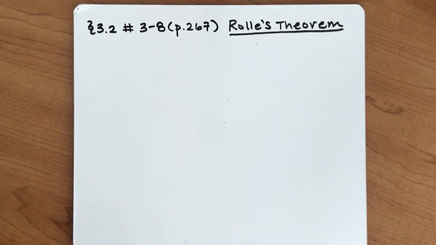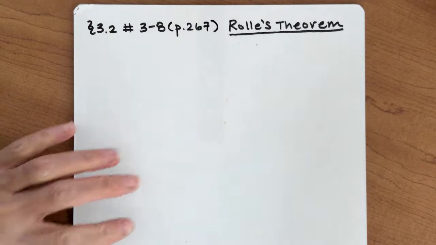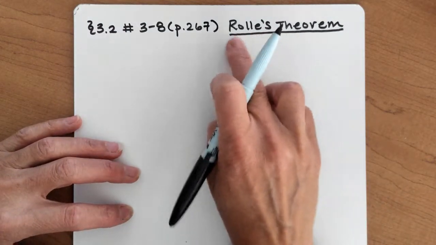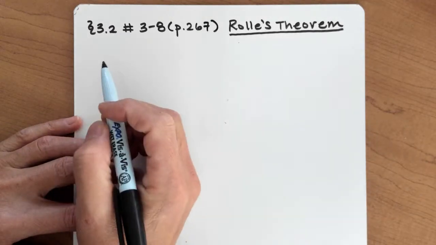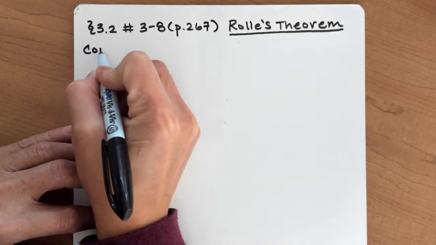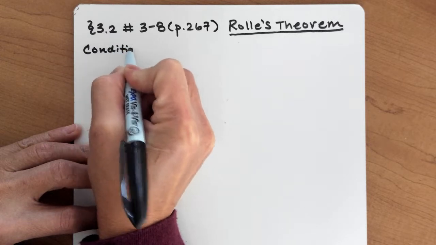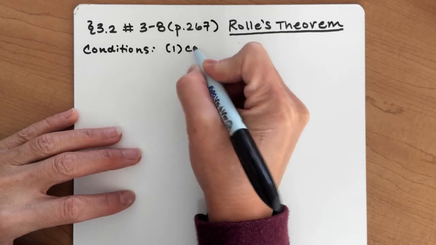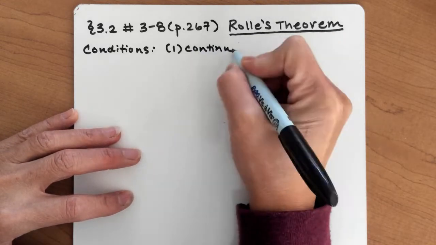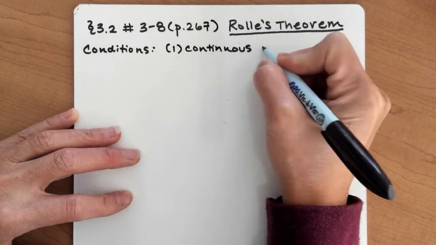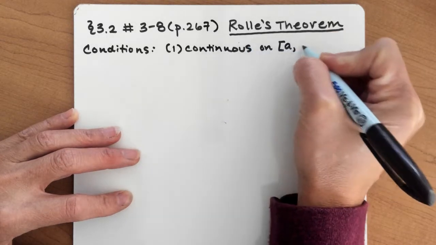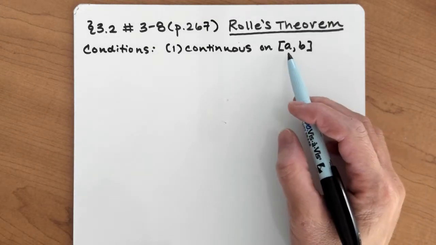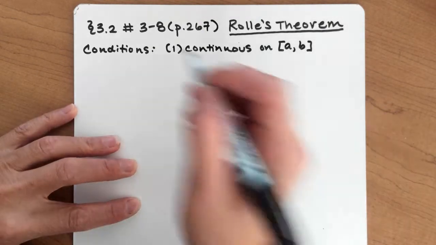In this video, we are going to review Rolle's theorem. So, Rolle's theorem states that if a function is, number one, continuous on a closed interval, and I'm going to call that interval AB, meaning continuous from where x is A to where x is B.